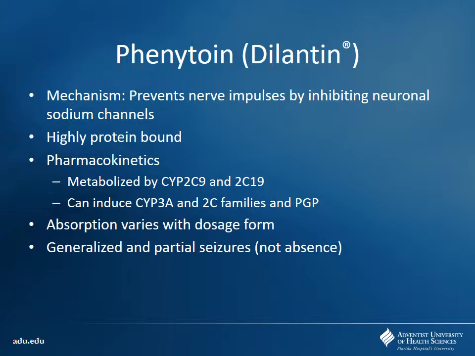Because of that, you can pretty strongly change the fraction that is actually available to interact with those receptors. Other things: it is metabolized, and a lot of the drugs we use to treat seizures are mainly hepatically metabolized. So that's where a lot of the drug interactions come from. For instance, phenytoin is metabolized by CYP2C9 and 2C19. Those are the most common ones. If you remember when we talked about warfarin, that is also metabolized by 2C9 and 2C19. But the main thing here is that phenytoin induces the CYP3A4 and 2C9 families, and also the PGP protein. That's less important here, but we're mainly focusing on the CYP enzymes.